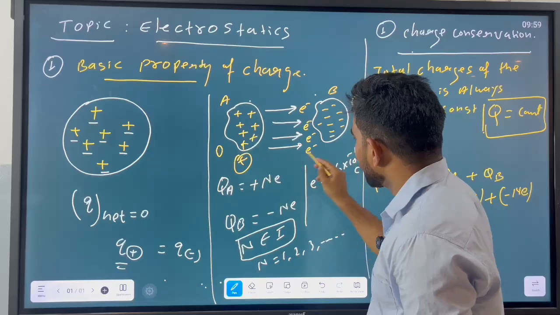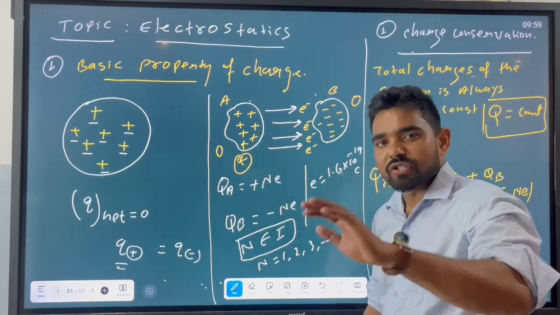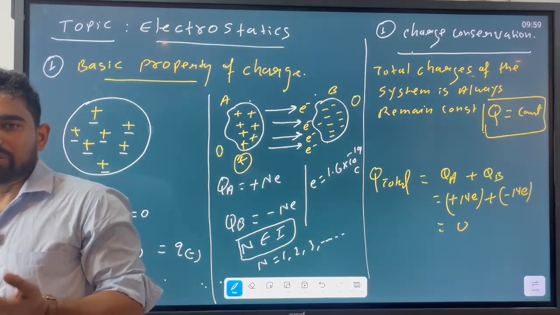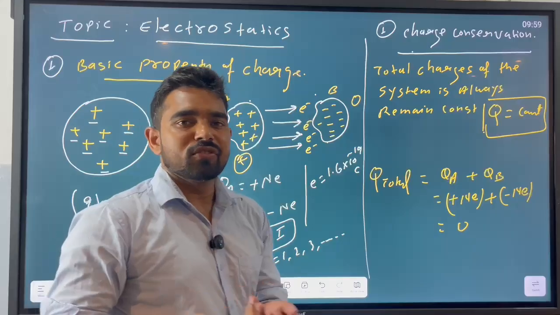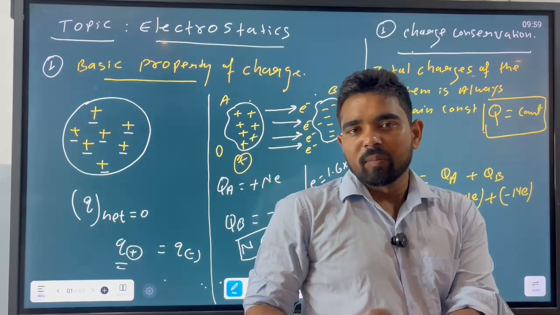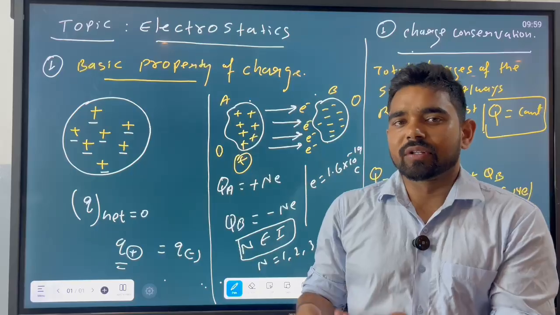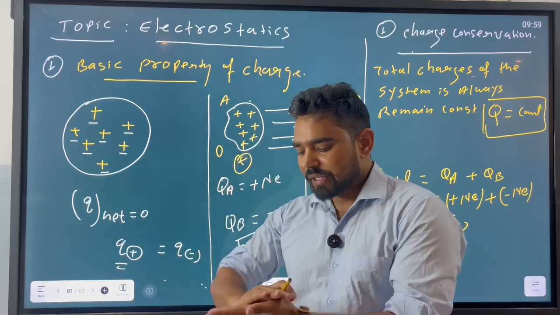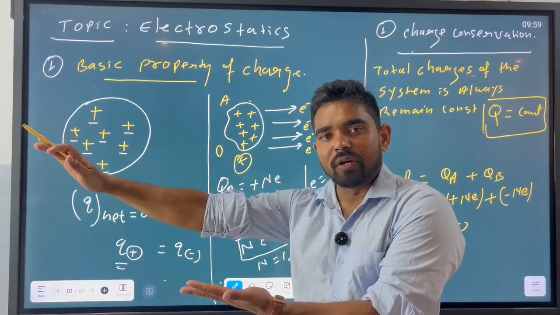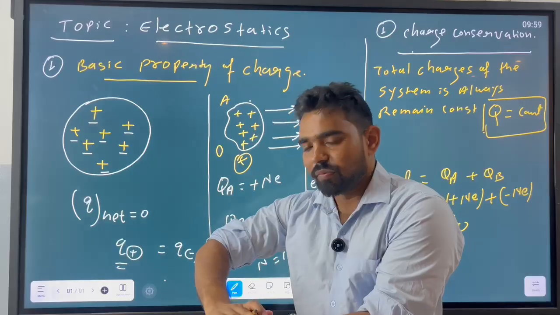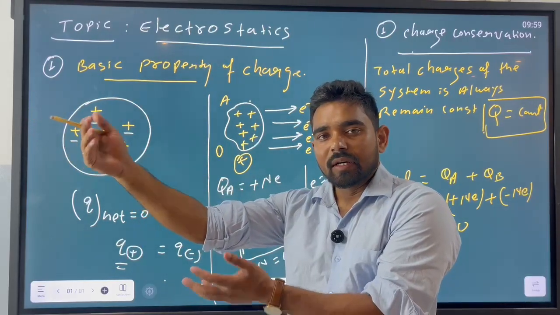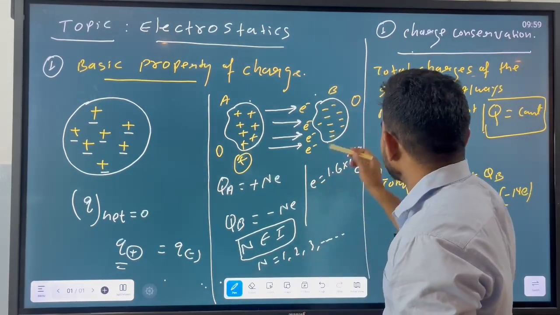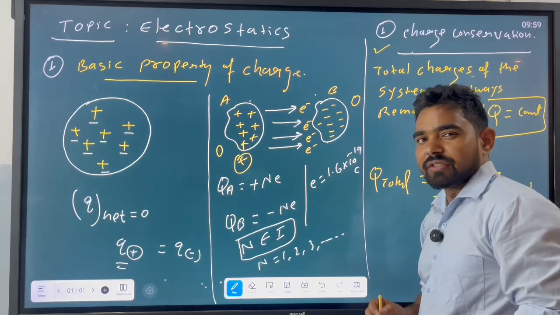The amount of positive charge equals the amount of negative charge, and the total charge of the system always remains constant, because we cannot generate or destroy electrons, that is, charge. We can only transfer electrons from one place to another, from one body to another body. In this situation the total charge of the whole system remains constant, and this concept is known as the charge conservation law.